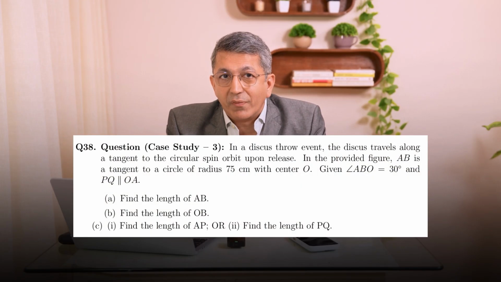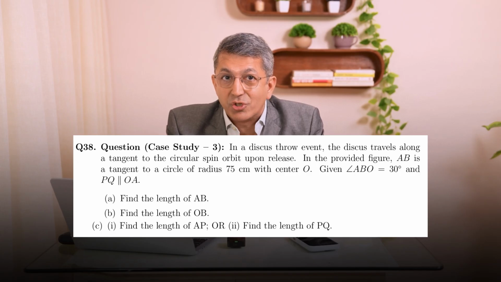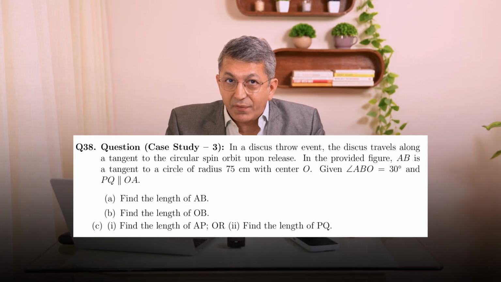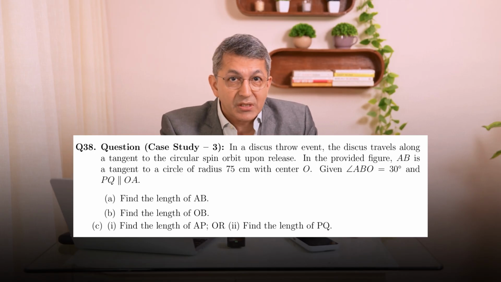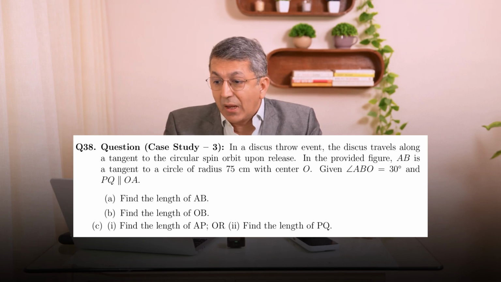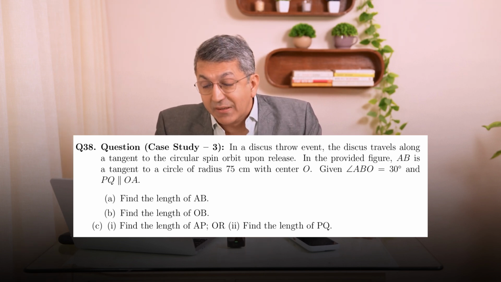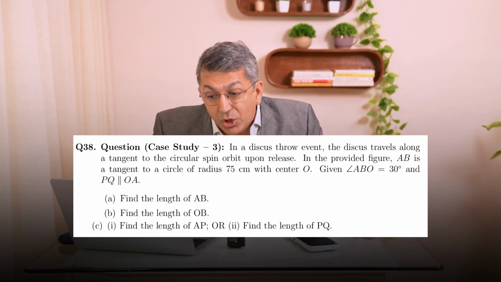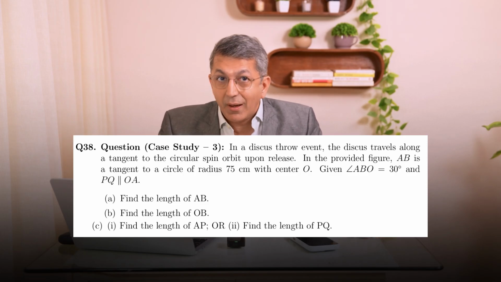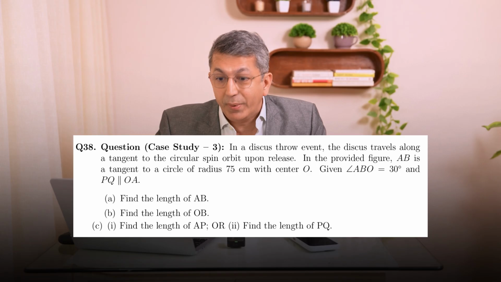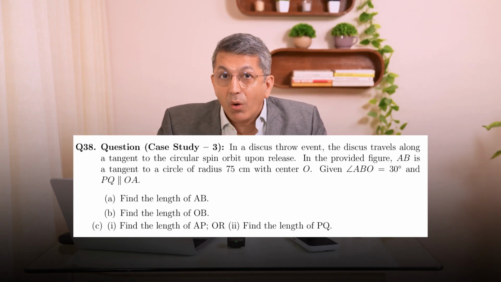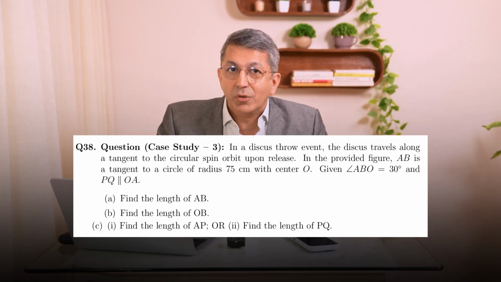And now we come to our last question, question 38, case study 3. In a discus throw event, the discus travels along a tangent to the circular spin orbit upon its release. In the provided figure, AB is a tangent to a circle of radius 75 centimeters with center O. Given angle ABO is equal to 30 degrees and PQ is parallel to OA. A, find the length of AB, and B, find the length of OB. C1, find the length of AP, or 2, find the length of PQ.